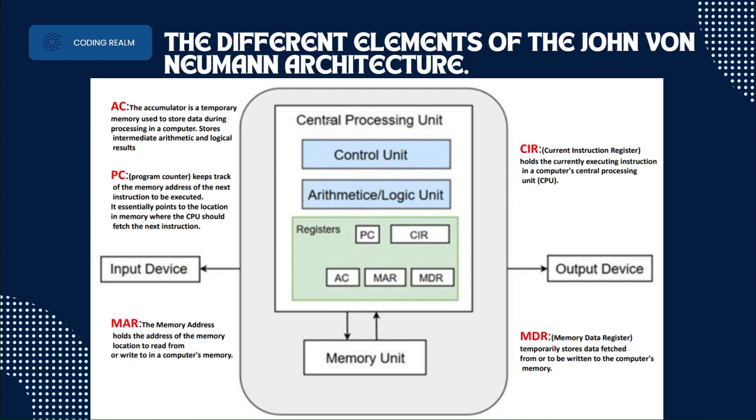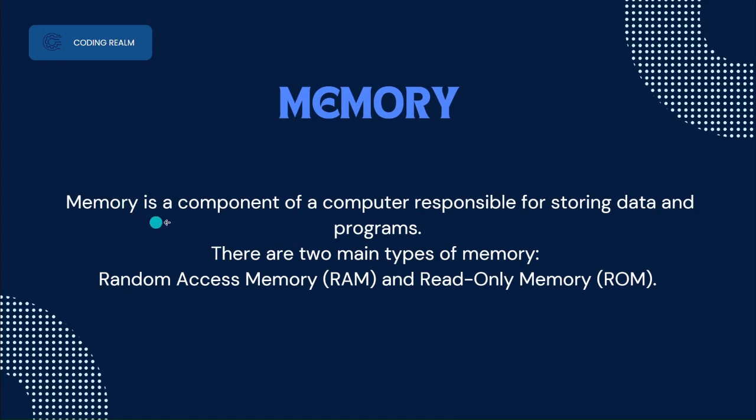But the ROM in the computer is read-only memory. It's the permanent memory, which stores programs necessary for the computer's startup and operation. This is the difference between the RAM and ROM. The memory is a component of a computer responsible for storing data and programs. We have two types of memory: random access memory, RAM, and read-only memory, ROM.